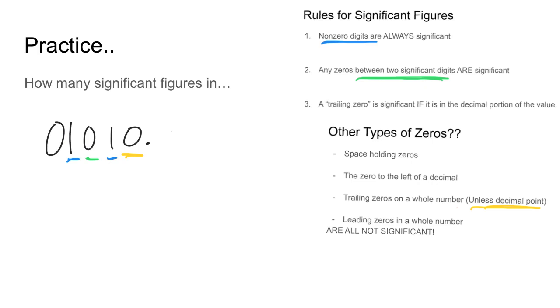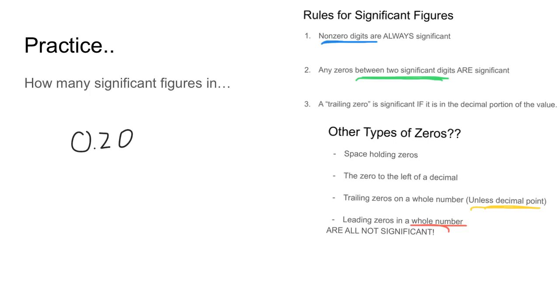And then I decided to put a zero out in front of my whole number. And so right here, this one here is not significant. And this number would have 4 significant figures. I've got my 2 non-zeros, my 0 in between those significant digits, and then I have a 0 with this decimal point right here, making that one a significant figure.